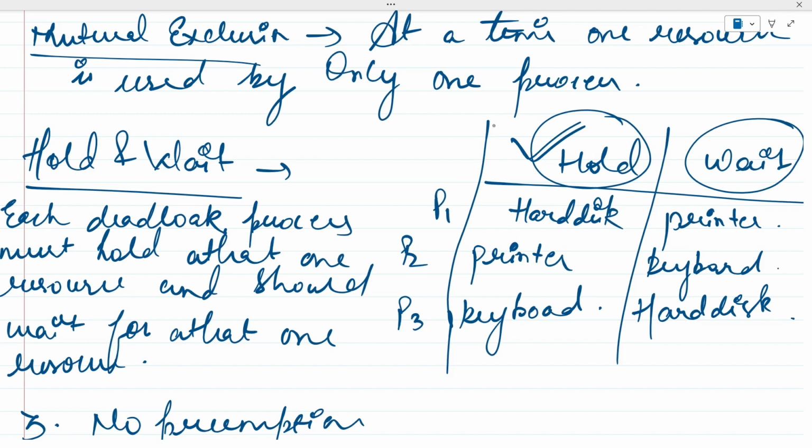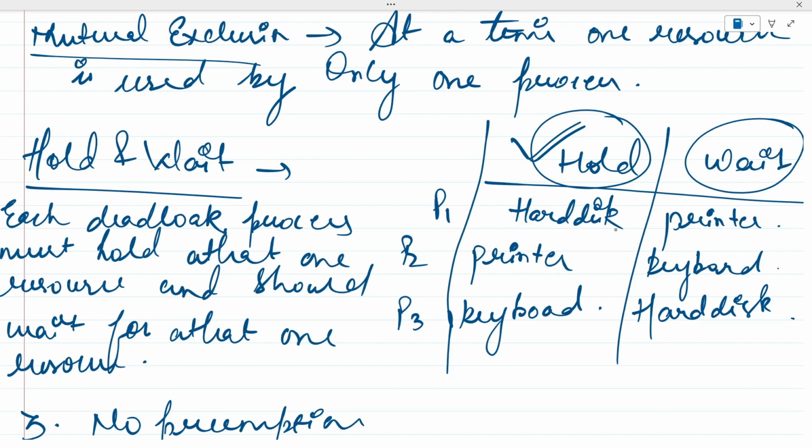This is what no preemption says. If it could, let's say the operating system takes the hard disk resource from P1, then P3 can easily get the hard disk because it is now free. P3 is completed, so the keyboard is free, P2 can use the keyboard, and then P2 is also free. So now there is no deadlock.